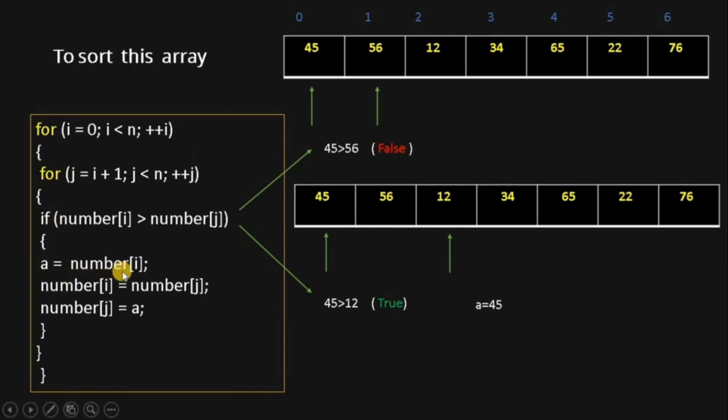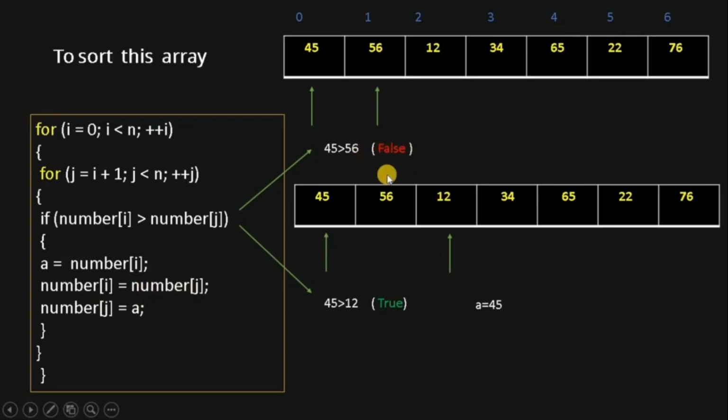Here, the numbers will get exchanged. A equals number i. That means we are taking A as a temporary variable here, and the temporary variable will store number i, that means 45, right? So A equals 45. And here, number i equals number j. Number i is the space where 45 was held. Now that will be replaced by number j, that means 12.